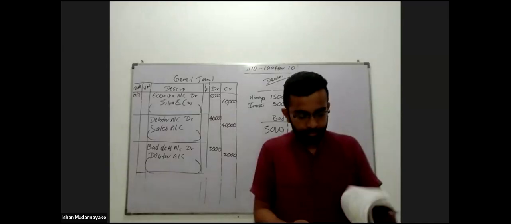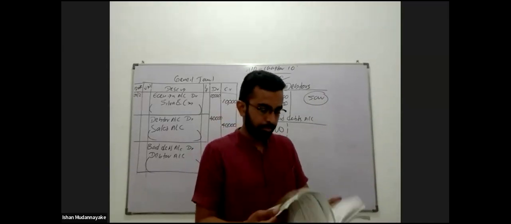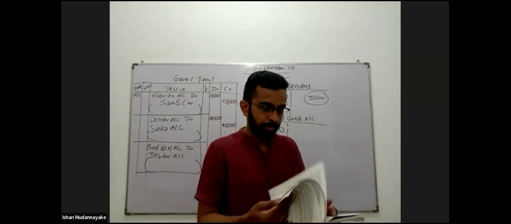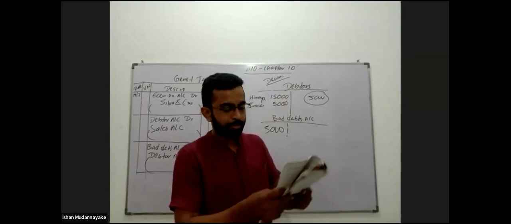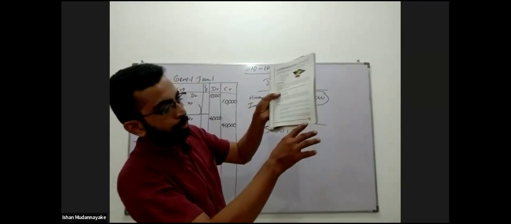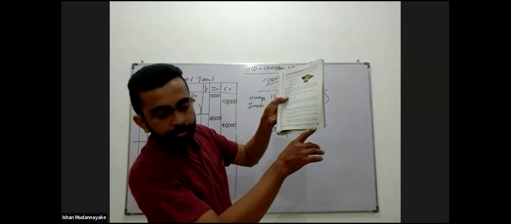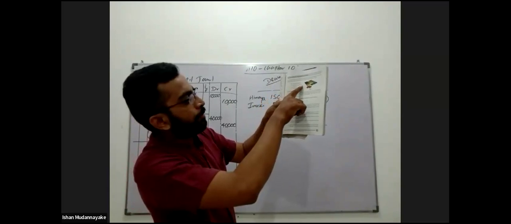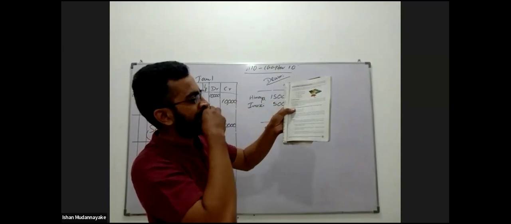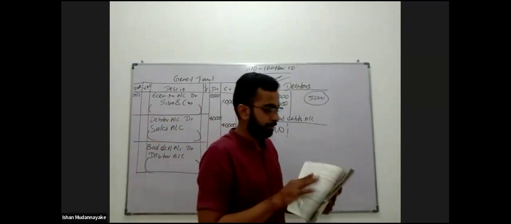Grade 11, chapter 5 discusses adjusting entries, page number 69. Accrued expenses, income receivable, bad debts, depreciation. Adjusting entries are discussed in grade 11.